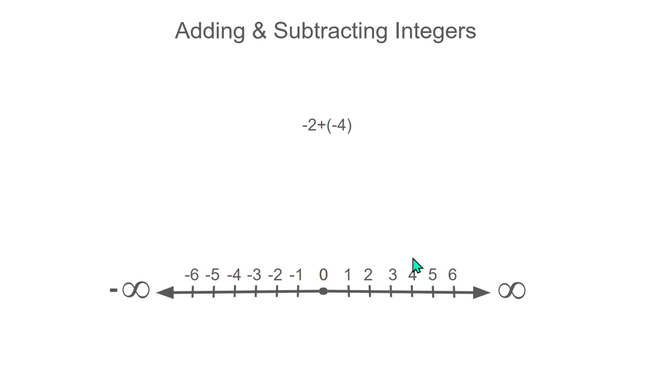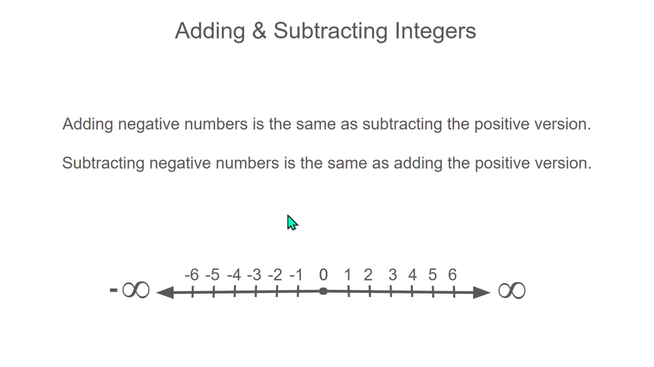One last example. -2 plus -4. We have to be careful this time because the base is negative, so we start on the left side at -2, and we would go right because it's addition, but the number's negative, so we go left 4 and get to -6. So to quickly summarize, adding negative numbers is the same as subtracting the positive version, and subtracting negative numbers is the same as adding the positive version. These same principles extend to larger numbers. I just used relatively small ones as examples, and if you ever forget, you can always draw a number line.